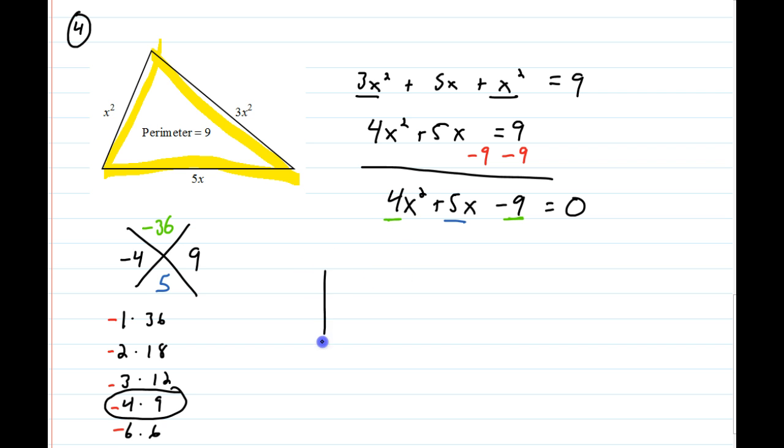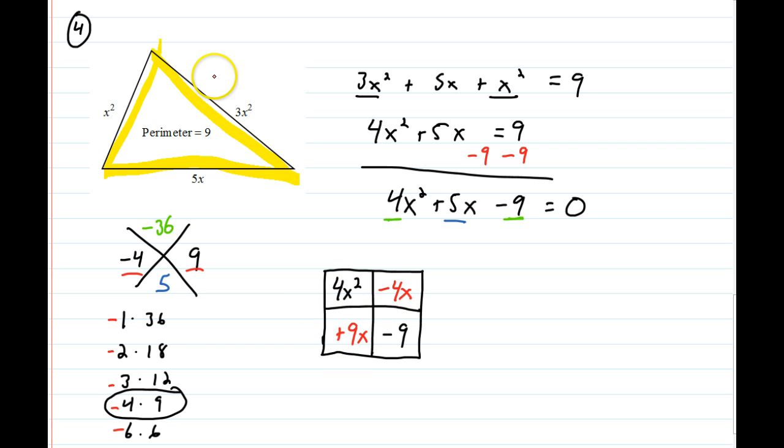And so now we go to our x box. So remember, the first number goes in the first box, the last number goes in the last box. And I'm going to put these numbers in red. And it doesn't matter which box you put these in. Just make sure you add the x. Now we take out what's in common. Let's do the row first.